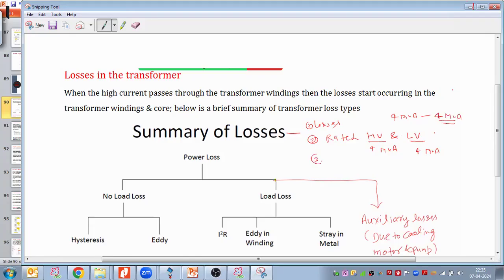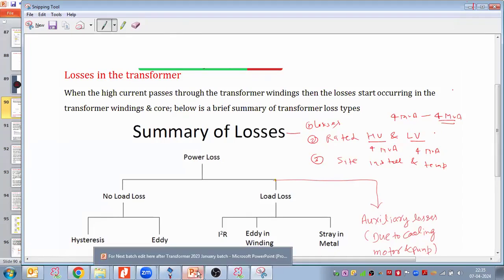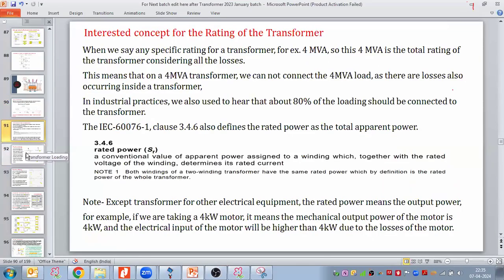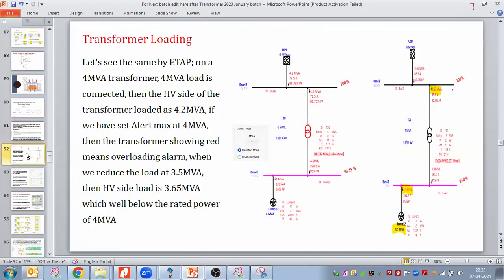Then, third point, transformer design is based on a specific site installation height and a specific site temperature. So if my temperature and installation height increase, transformer starts derating. So during the transformer GTP review, we need to make sure that the installation height and temperatures are written by the transformer manufacturers.